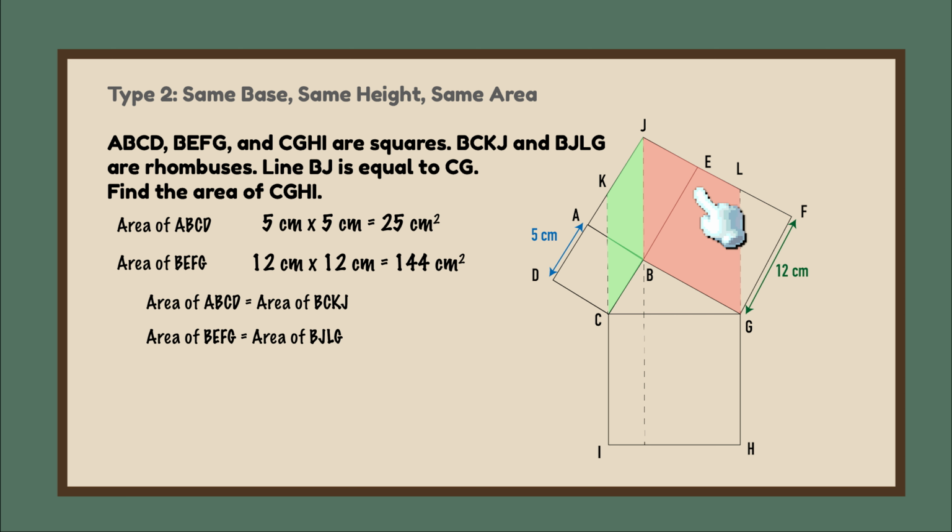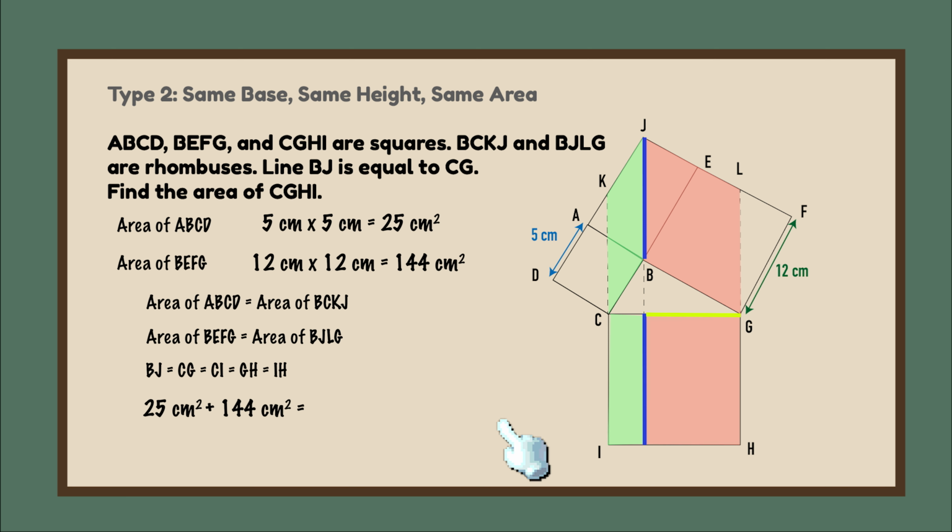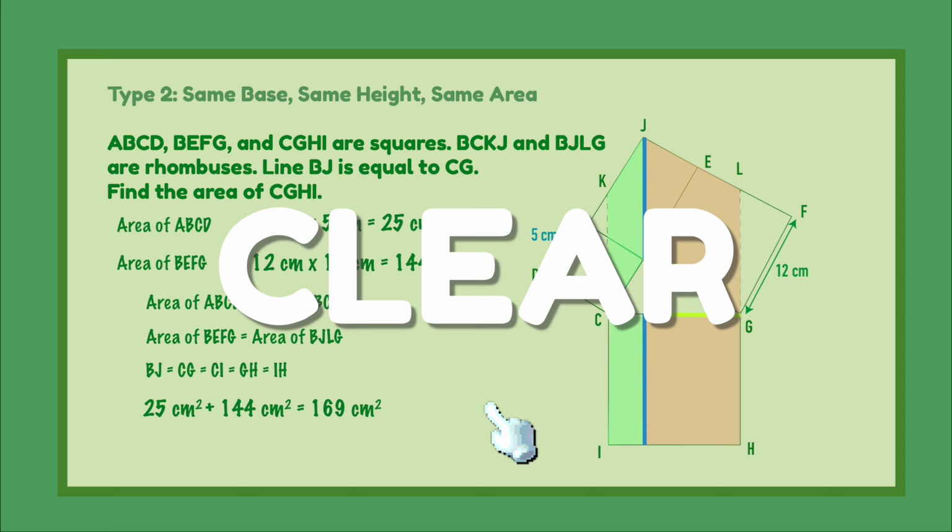Okay, now what? The question also says that BJ is equal to CG, which means it's also the same as all the other sides of the square. So now we can see that this has the same base as this, and it also has the same height, which means that this area is the same as this area over there. Area of BJLG is also the same as this area. So we basically just add up the two areas, and that gives us 169 square centimeters. Ha, looks like I got that right.